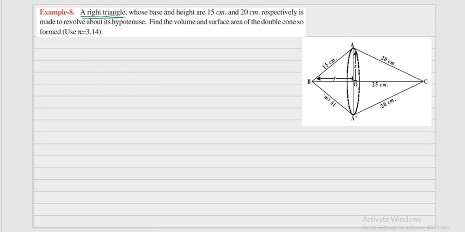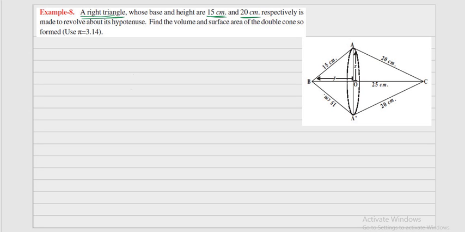Okay, so now let us find this particular thing. What I am given is that the base and height are 15 and 20 centimeters respectively. Next, this is made to rotate about its hypotenuse. Here we have learnt a particular concept, right? So what is that concept? When we rotate a right angle triangle about any one of its legs, we form a cone, whereas if you rotate with respect to the hypotenuse, then we get a double cone.